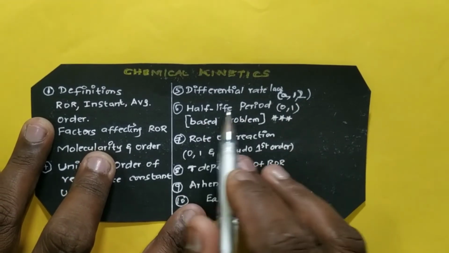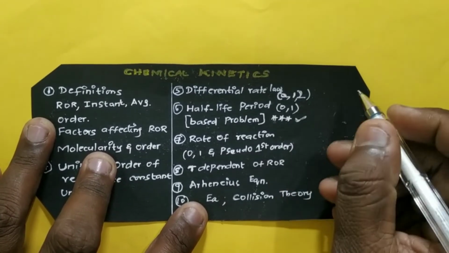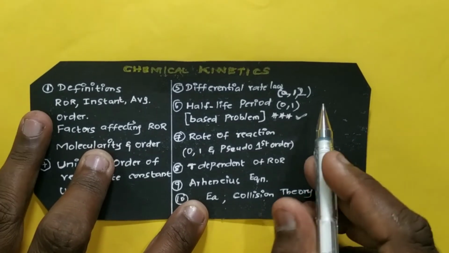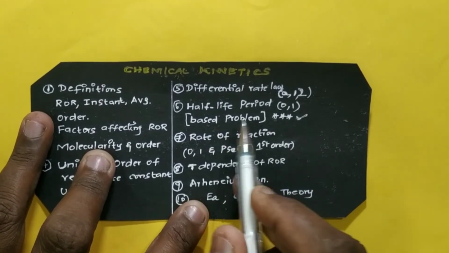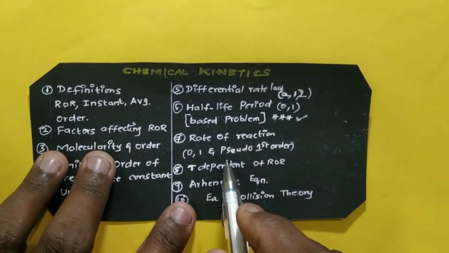And the most important problem you may expect, it's a star question. Each and every year they will be asking half-life problems. So you may expect one problem on the half-life period. Based on that, you may expect a 5-mark question or a 3-mark question from this area.